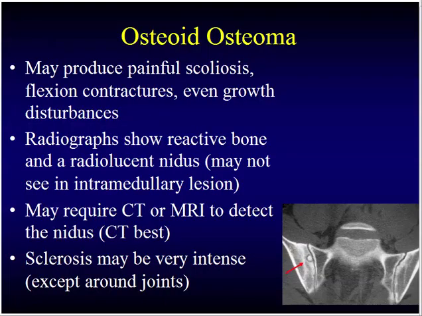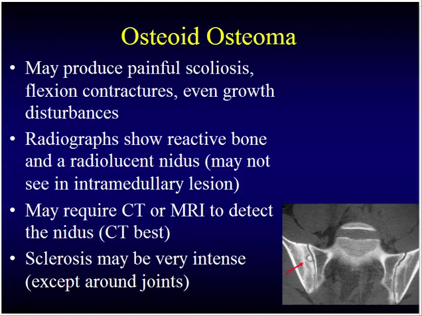In the spine, if they show up in the posterior elements, typically it can give painful scoliosis or even growth disturbances. Typically what you see radiographically is the reactive bone. Remember, this is something that's ticked the bone off, so the bone's forming around this radiolucent nidus. The nidus doesn't always show up. If it's in the medullary cavity or in the metaphyseal bone near a joint, it may be difficult to see. So sometimes you have to get a CT or an MRI, although CT is best to detect the nidus.